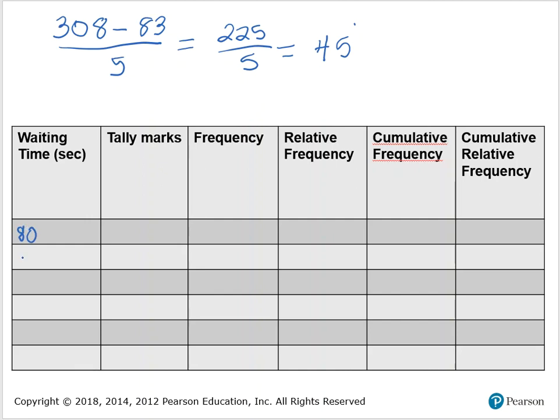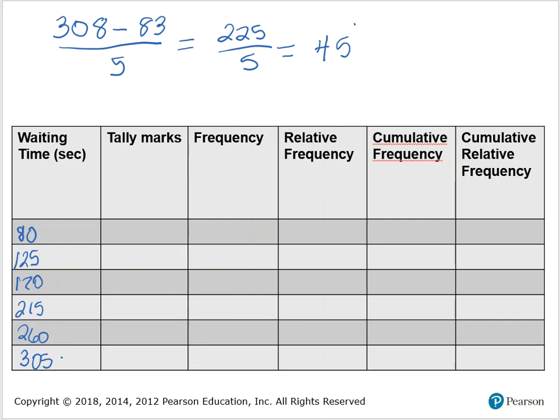Now I'm going to add 45. 80 plus 45 is 125. I'm going to add 45 again, so I get 170. I'm going to continue to add 45 until I get down here to 305. Now my upper number is 308. It's definitely going to fit within this last grouping here, so I'm going to stop.